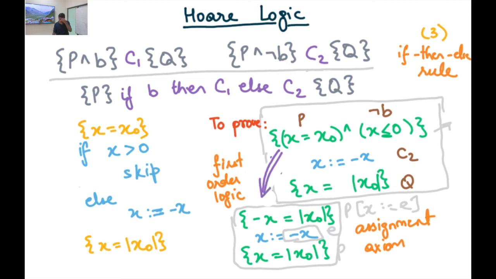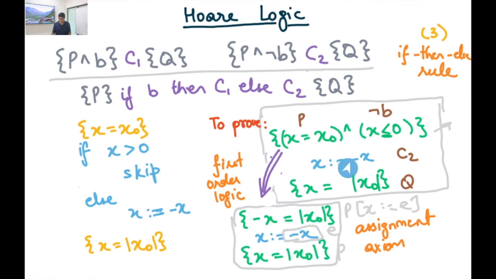So I'm saying that if x = x₀ and x ≤ 0, then -x = |x₀|, but not the other way around. And so this is a problem. From the assignment axiom, I was only able to construct this Hoare triple, but what I really require is this Hoare triple. And so far I don't know a way of constructing it, because I wasn't able to construct one of the smaller Hoare triples. In particular, I wasn't able to construct the Hoare triple required for the else clause, which is this Hoare triple. What I was able to construct was this Hoare triple.